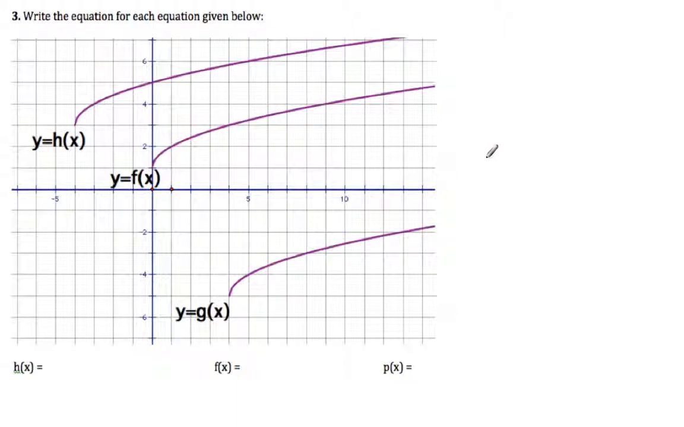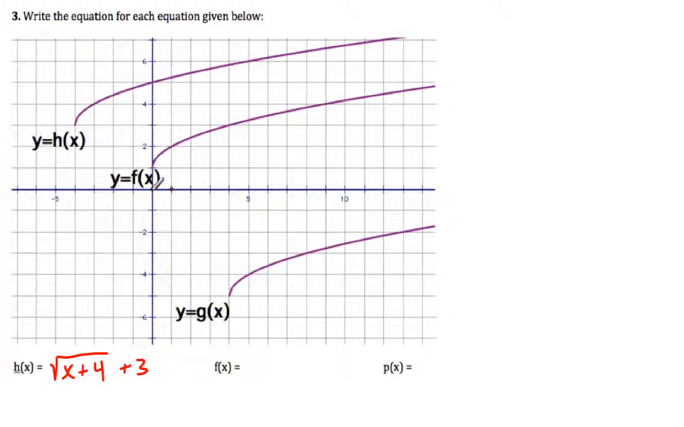Okay, and the last thing that we're going to do here is write an equation given these graphs. So let's first look at h of x. Notice that this is shifted left 4 and then up 3. So we're going to write that this is square root of, right, and to shift left 4, we need to say x plus 4. And then to go up 3, we say plus 3.